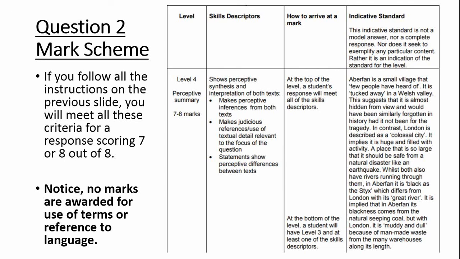So, let's look at what it says. Make perceptive inferences from both texts. This is where talking about mood or atmosphere is actually a really good approach, because it leads you away from just saying simple things like town versus country or whatever it might be. Makes judicious references or use of textual detail relevant to the focus of the question, i.e.